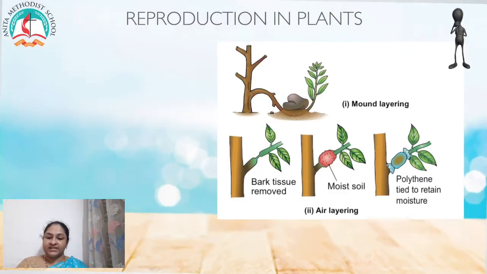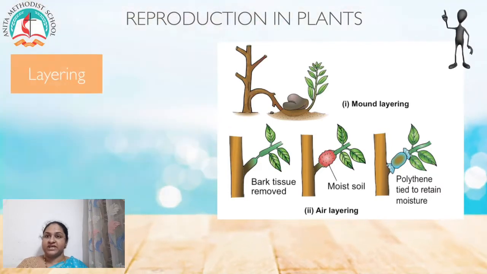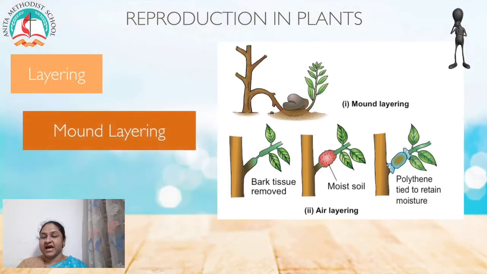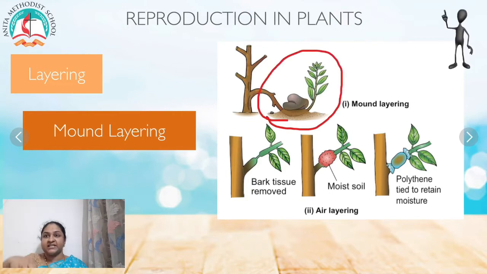Look at this carefully. Here, if you see, this method is applied for plants having flexible branches. The lower branch with the leaves is bent to the ground, part of the stem is buried in the soil, and the tip of the branch is exposed above the soil. After the root emerges from the part of the stem buried in the soil, a cut is made from the parent plant so that the buried part grows into a separate new plant.